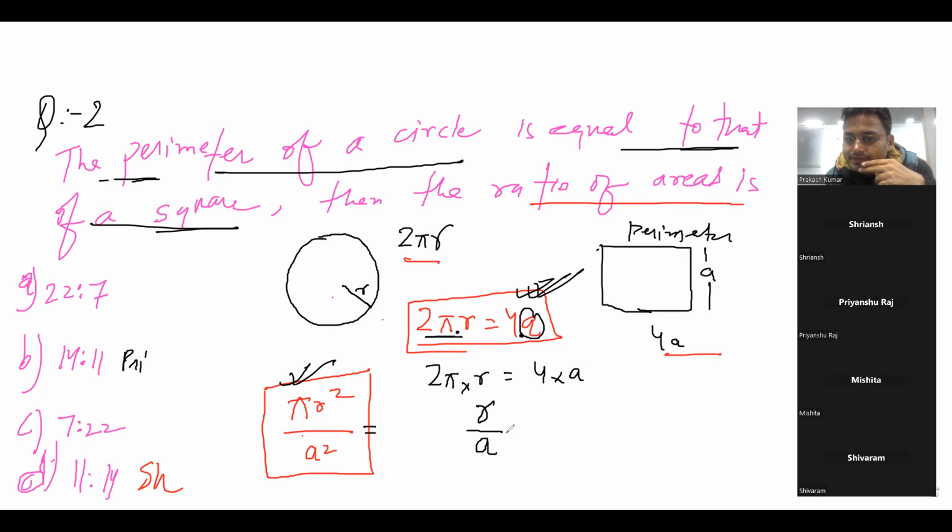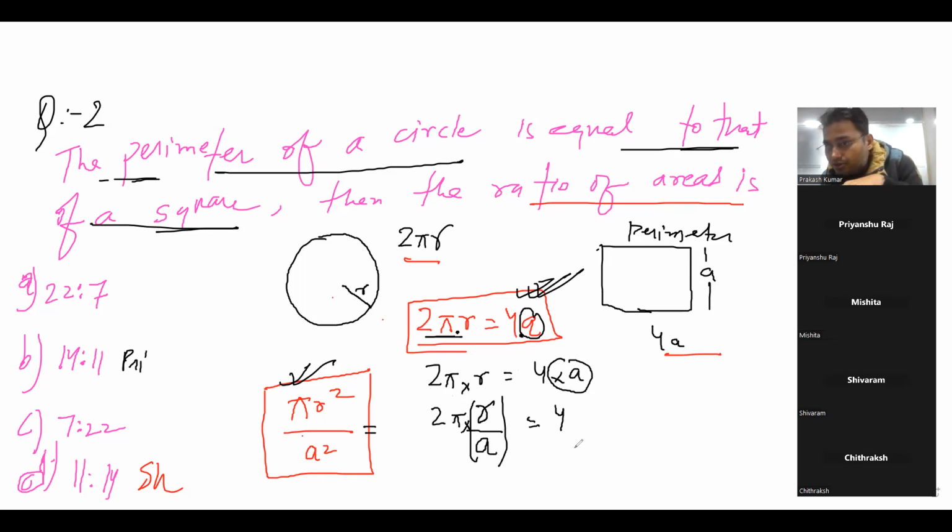So if I send this side, it will become 2 pi r by a equal to 4. And now this one is multiply, 2 pi is multiplied with this r by a. So if I send this 2 pi to this side, it will become divide. Any problem? Okay. Fine?